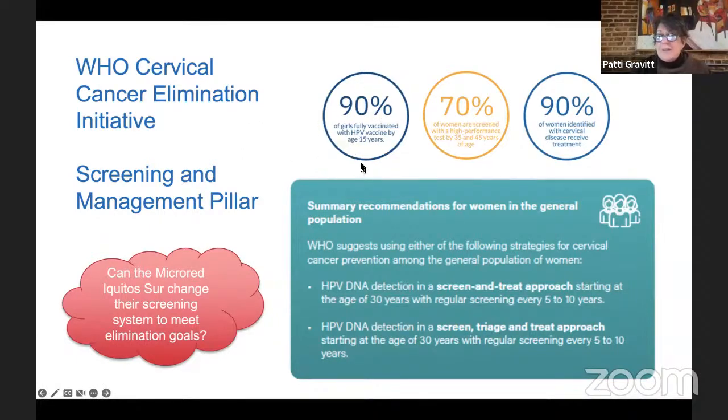90% of girls fully vaccinated with HPV vaccine by age 15 years. This was something that the country was already doing. And so what we really focused on was how can we get 70% of women screened by a high performance, highly sensitive HPV test, at least by 35 and 45 years of age. And importantly, and this cannot be overemphasized, of those who screen positive, have at least 90% of them appropriately managed and treated.